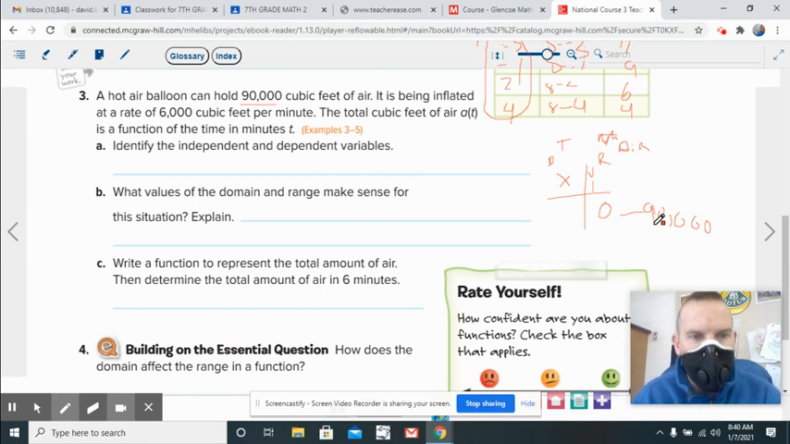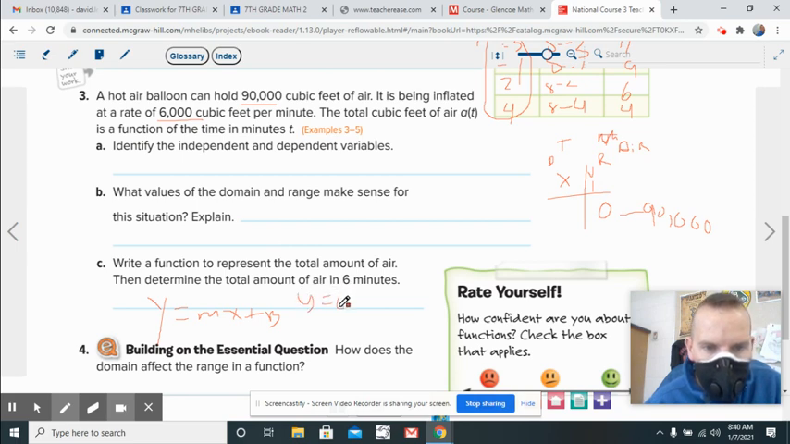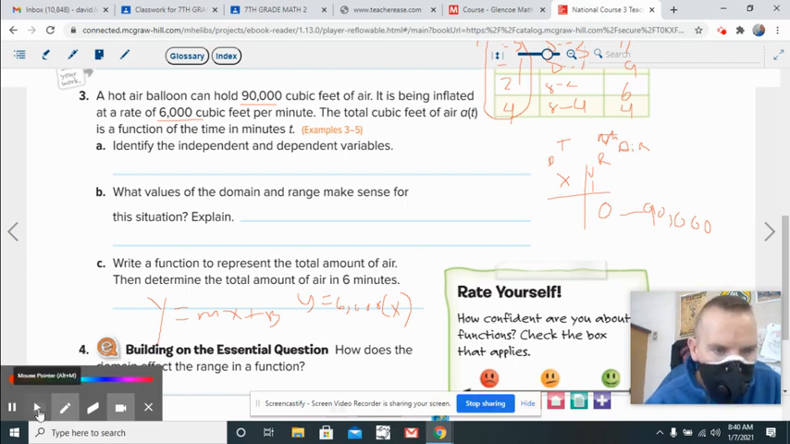Part C says write a function to represent the total amount of air. Okay. Well, I like to use the format again, y equals mx plus b. So how much is this going up by? Well, let's take a look at it. It looks like it's going up by 6,000 per minute. So y equals 6,000 times x. Well, x is our minutes.